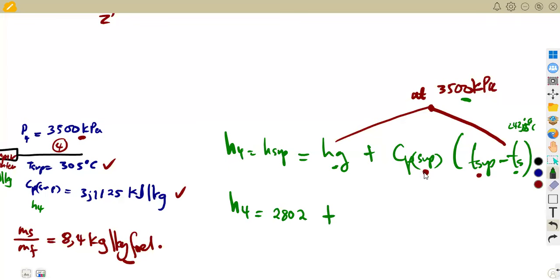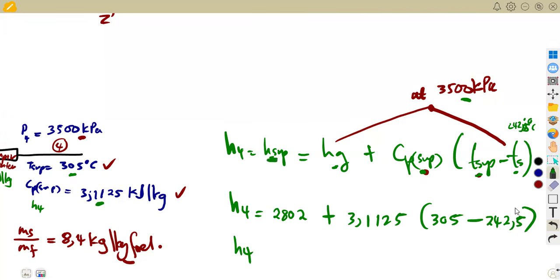All right. So let's substitute the Cp for the superheated steam, which is 3,1125, into T sup. The superheated temperature there was 305 minus Ts, the one for the saturation, which is for water 242.5 degrees Celsius. So we have to subtract this. So that is our H4, which is our H sup. Okay, and this is going to give us 2996.531 kilojoules per kilogram.